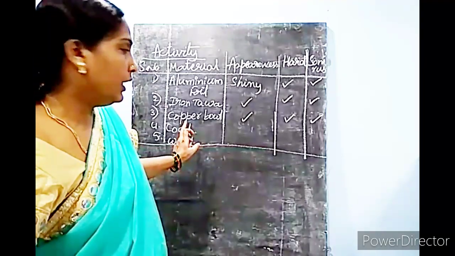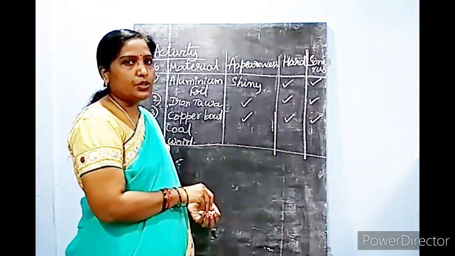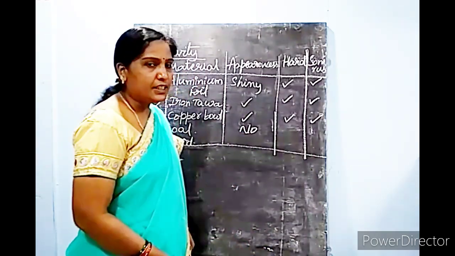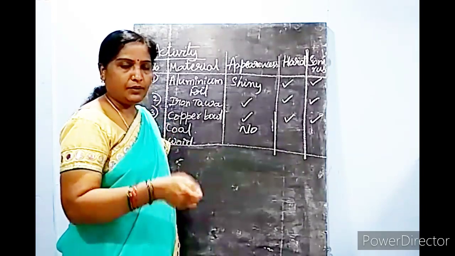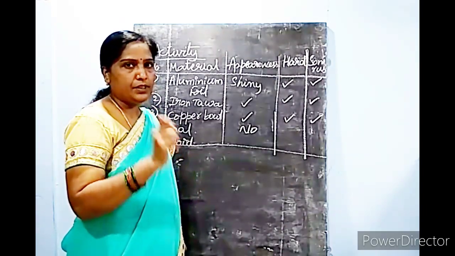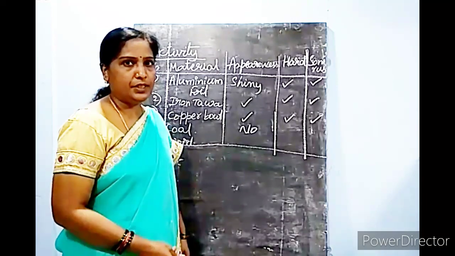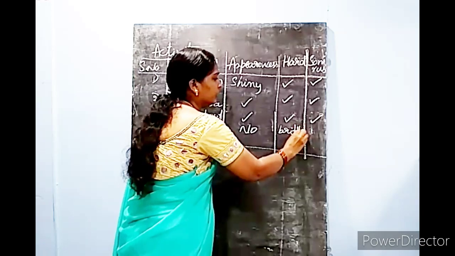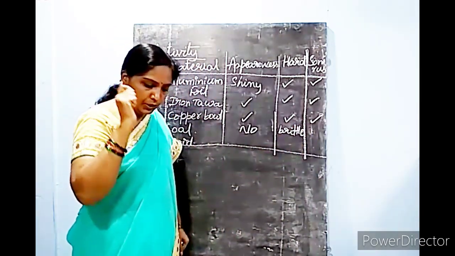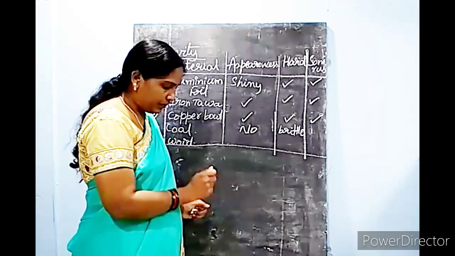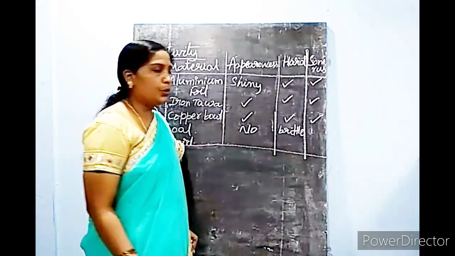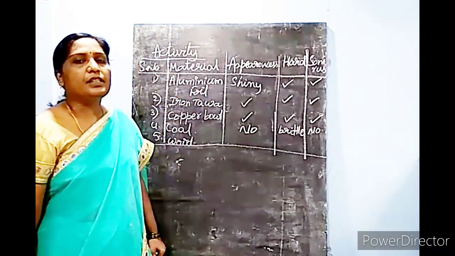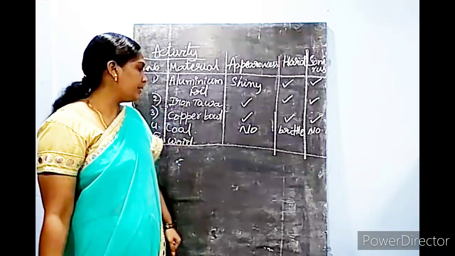And when we come to the coal, does coal look shiny? No. And is it hard? It's not too hard. It is brittle: if we hammer it, or beat it against any hard surface, it can break into pieces. That's why it is brittle in nature. Will it give any sound when we drop it down, or when we beat it with another metal? No, it won't make any sound. So it's not showing the sonorous property.